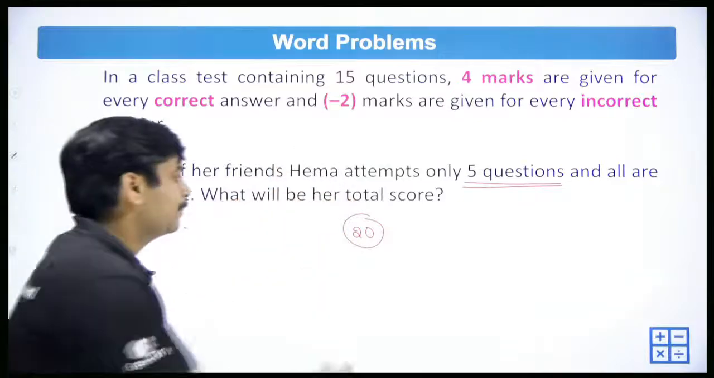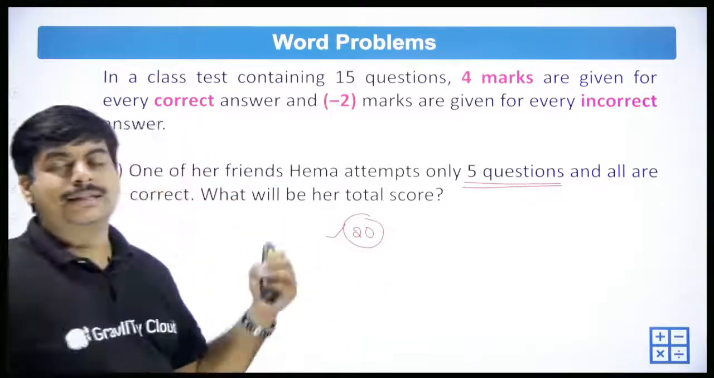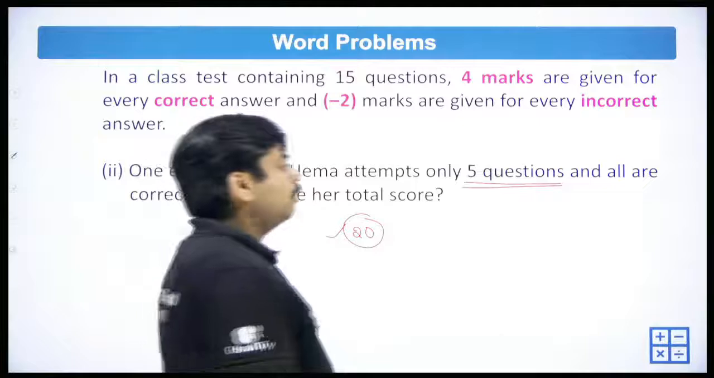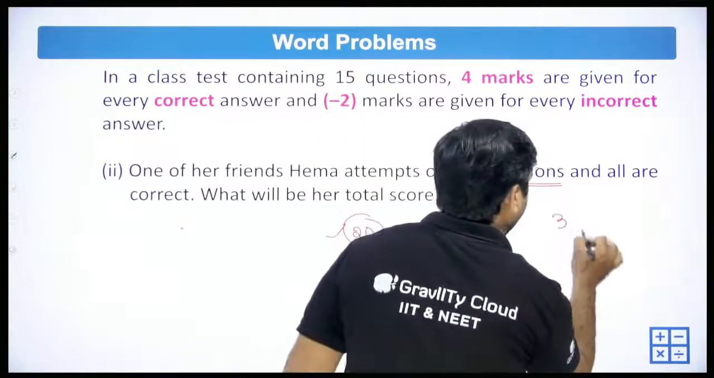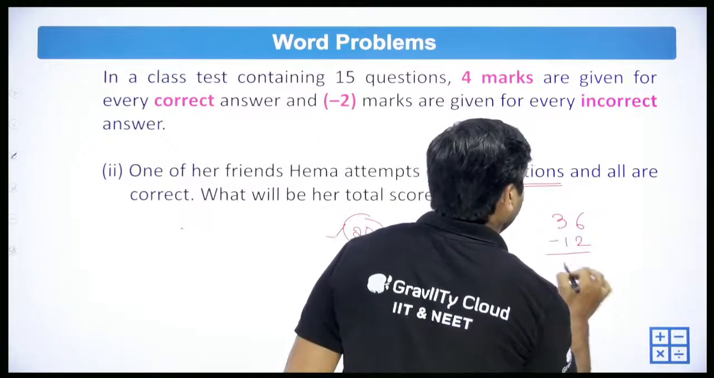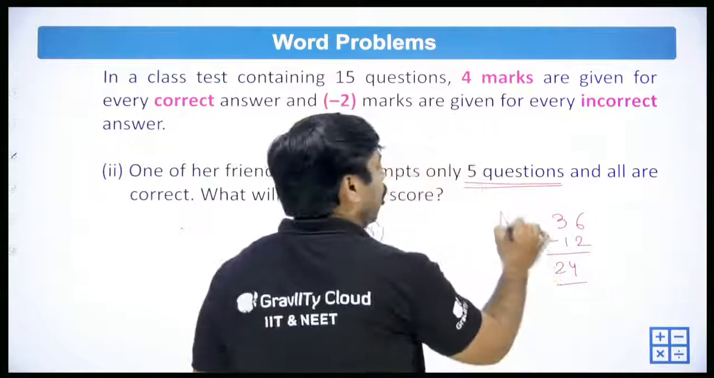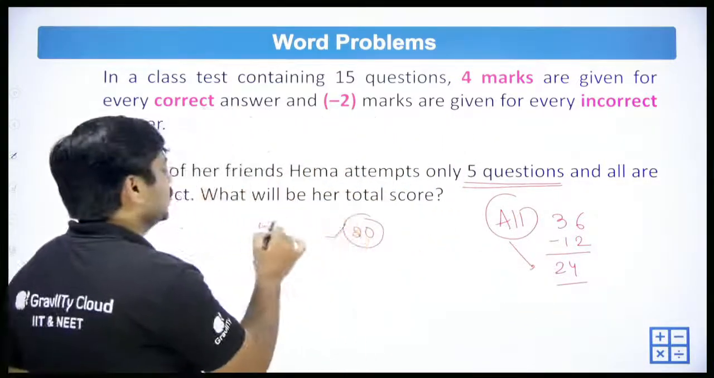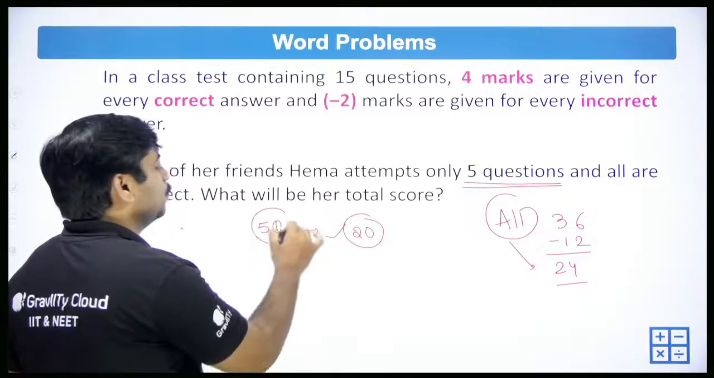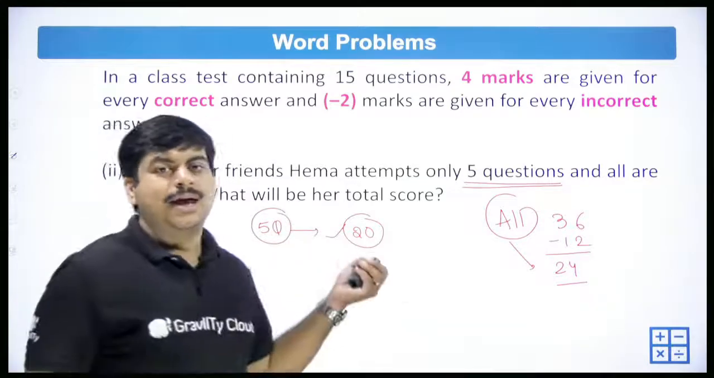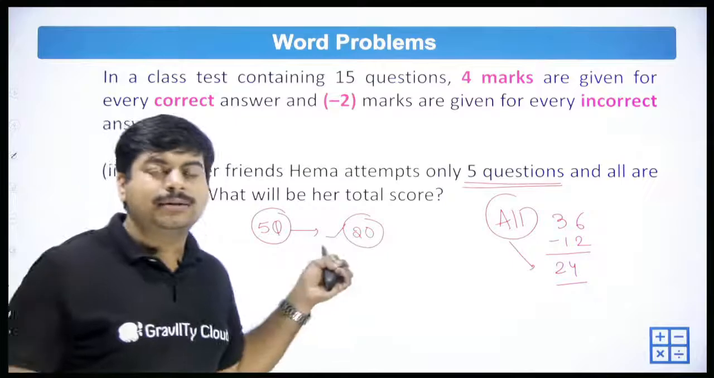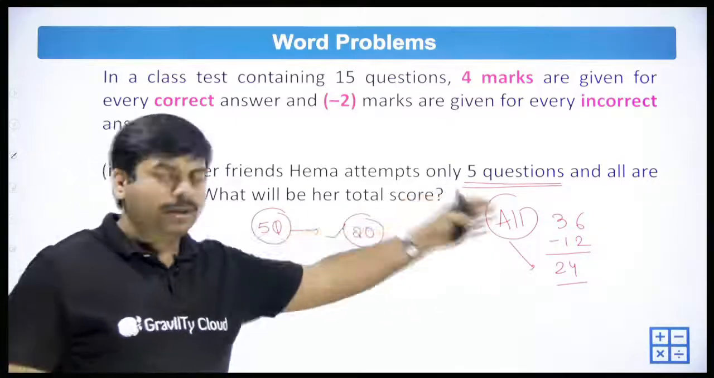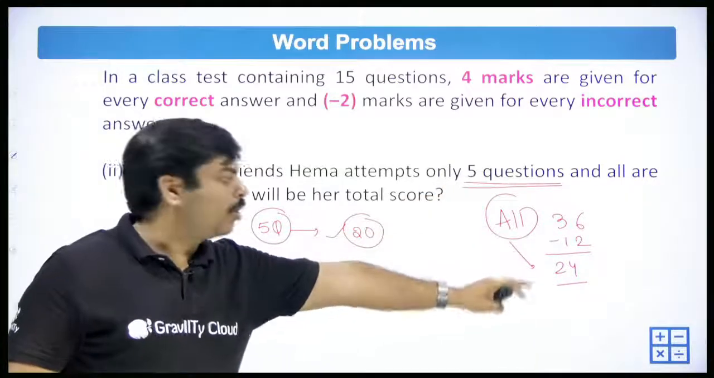It is 20. See? In the previous case, although the person got 36 with minus 12, she landed at 24, writing all the questions, while here she wrote only 5 questions and got 20 marks. So which is best? Writing 5 questions and getting 20 marks is good, though attempting everything can give a high score, but not always.